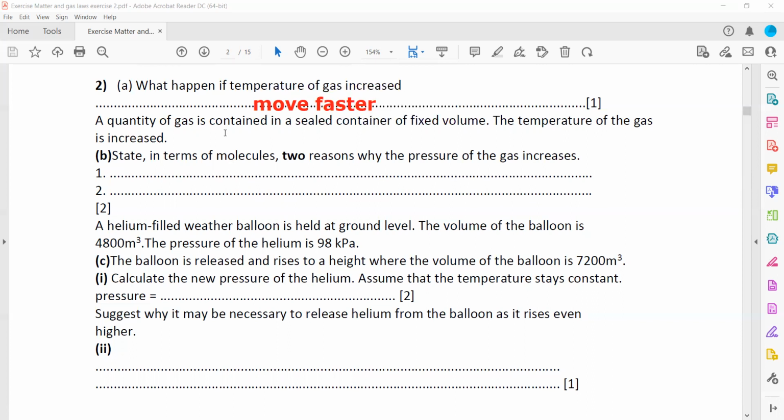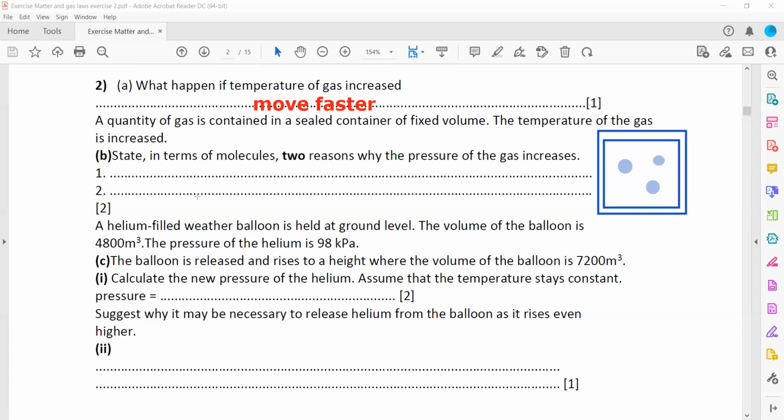A quantity of a gas is contained in a sealed container. Sealed container means a container which is not allowing any gas to escape, and it has a fixed volume. Fixed volume means the volume of the container cannot be changed. The temperature of the gas increases. So we have the gas molecules inside and we are supplying heat energy, so the temperature is increased.